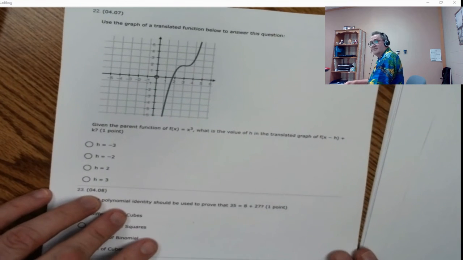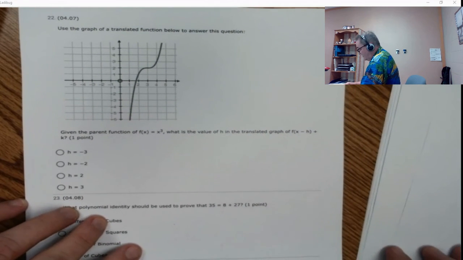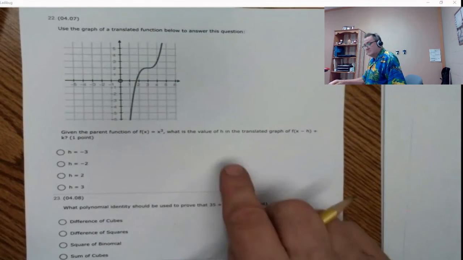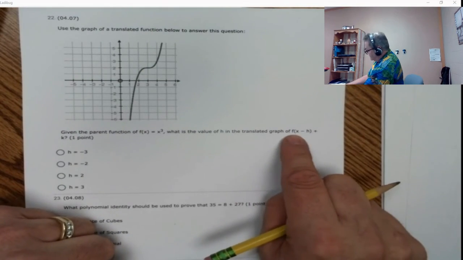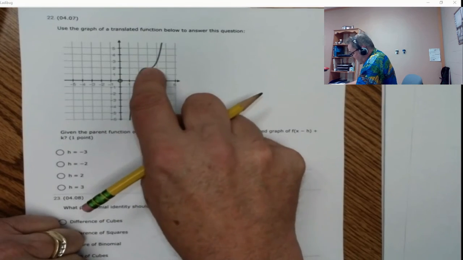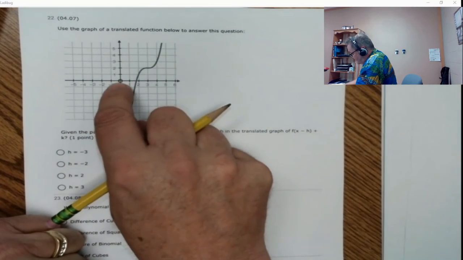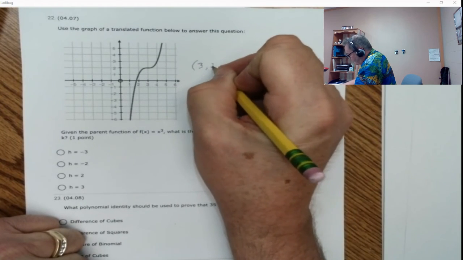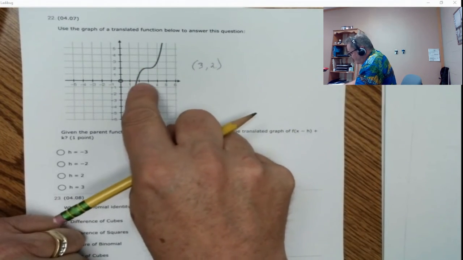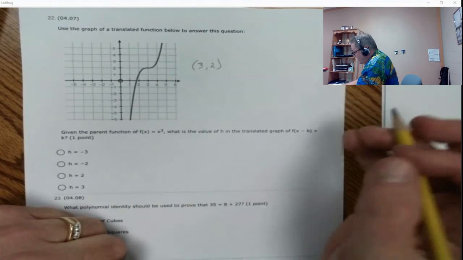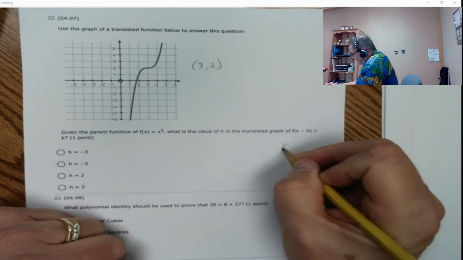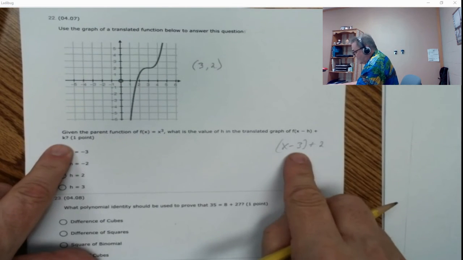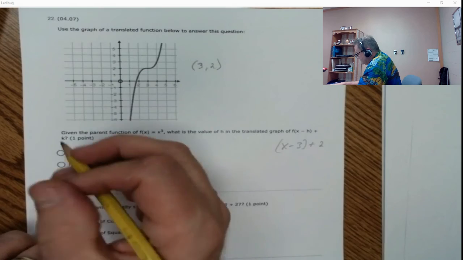Okay, here's another one. Use the graph to answer this question. Okay, given the parent function, x to the 3rd, okay, this looks like a third. What is the value of h in the translated graph of f of x minus h plus k? See, the turning point on x to the 3rd is right here at 0, 0. This turning point is over at 3, 2. See, it's over and up. So that means this would be x minus 3 plus 2. The k would be 2. The h would be 3.